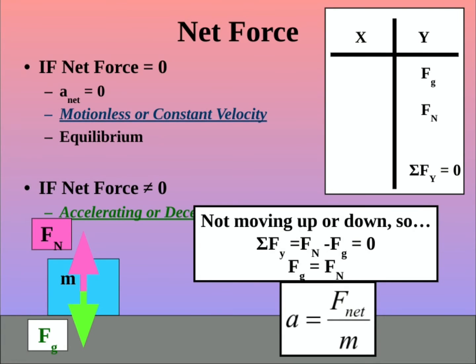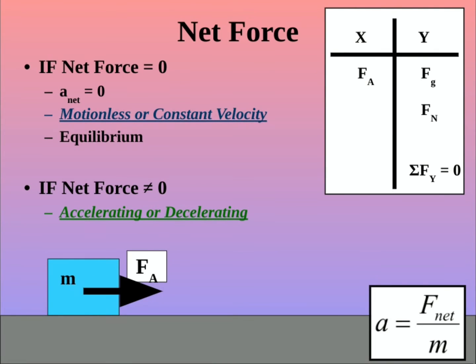So if we add up all the forces in the y direction, because up and down is the y direction, it's going to be the normal force minus the gravitational force is equal to 0. Or in other words, the gravitational force is equal to the normal force.